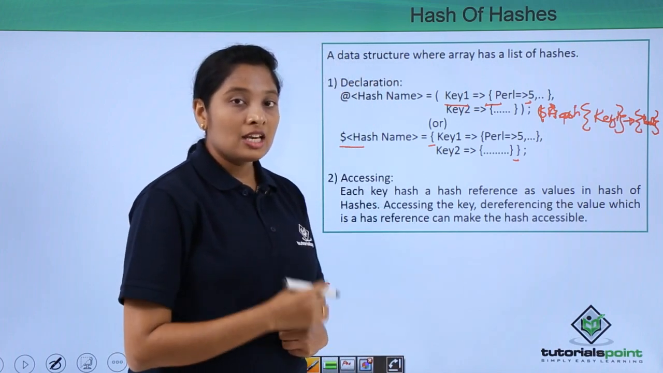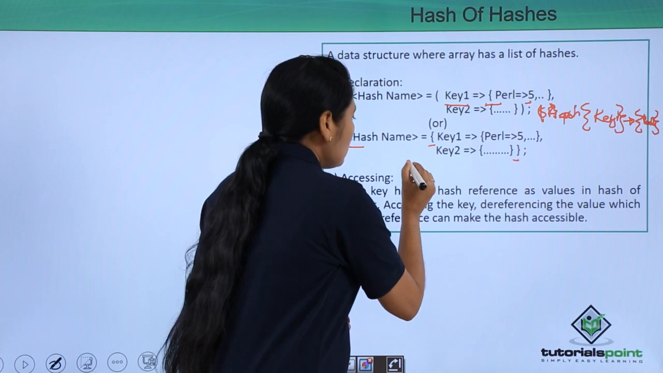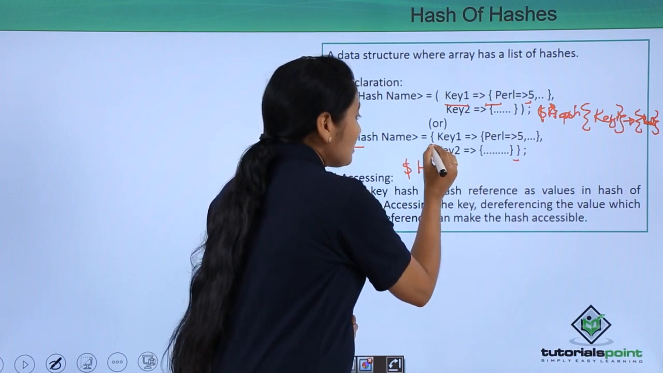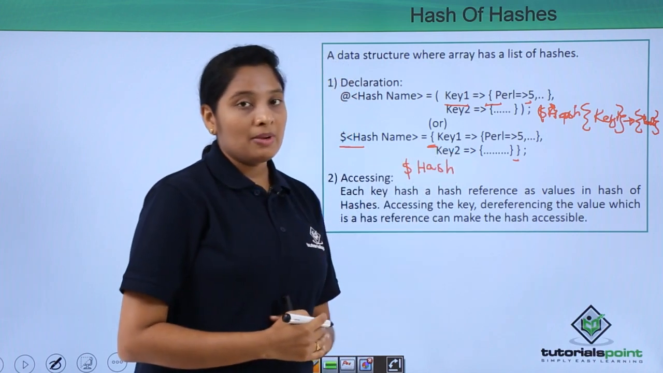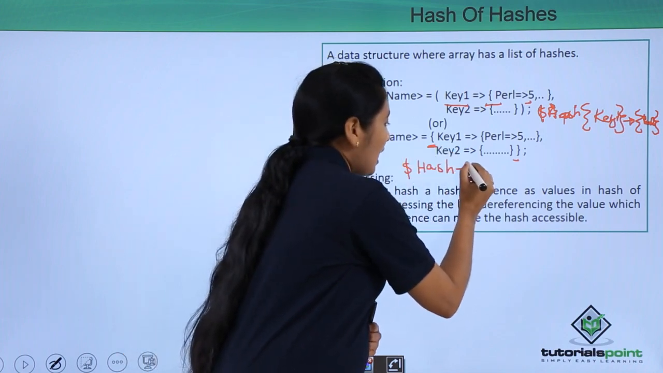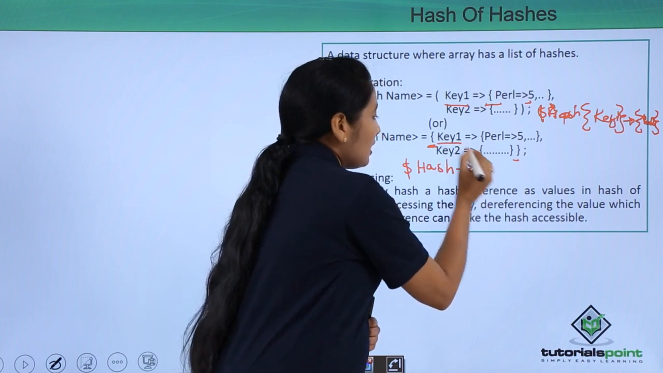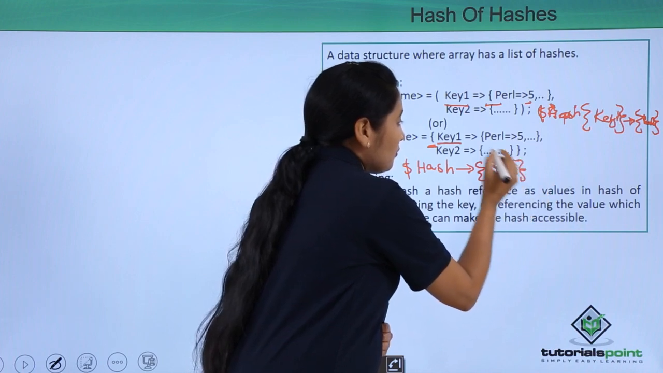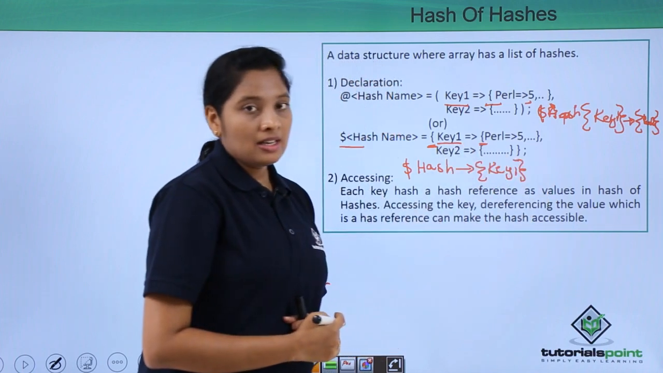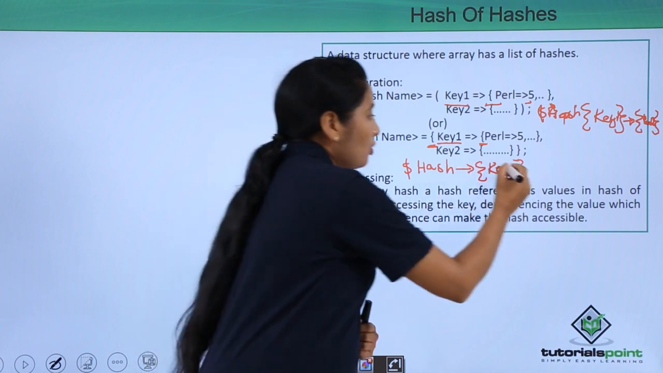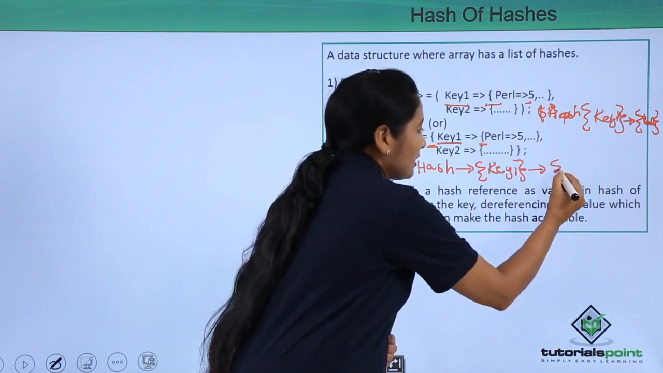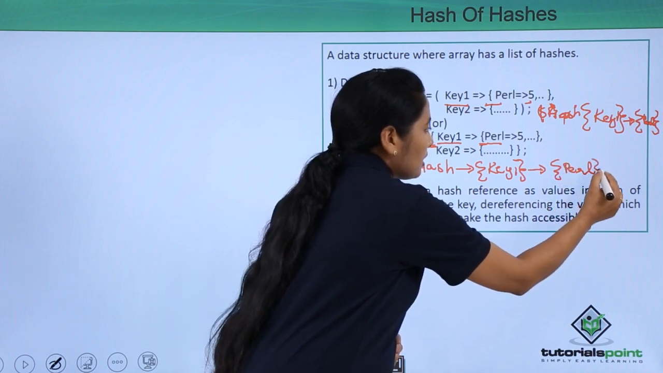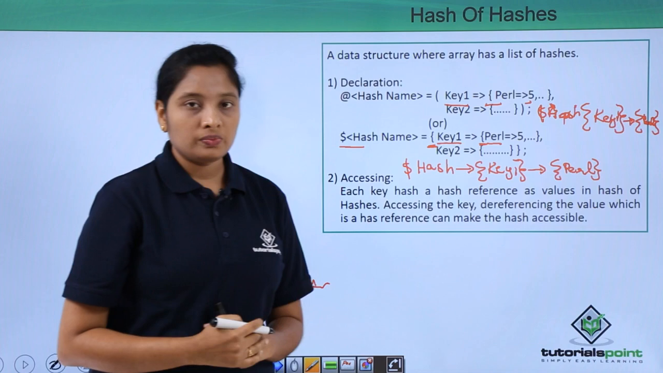Now to access using a reference, just use dollar hash name. Our hash name starts with a curly brace. Then you have to use an arrow symbol, then give the key name. The value starts with a curly brace. That means it is a hash reference. Now you have to give an arrow and then give the key Perl. This will give you the value.